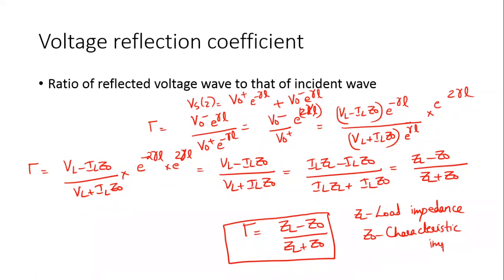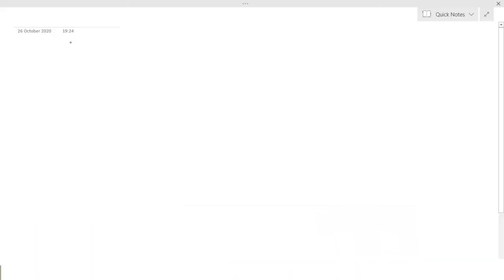Characteristic impedance. We derive the equation for input impedance and reflection coefficient. Now let's check the equation for standing wave ratio.